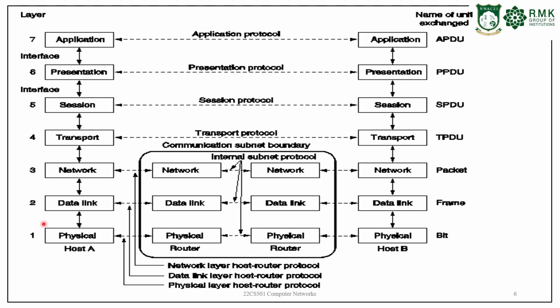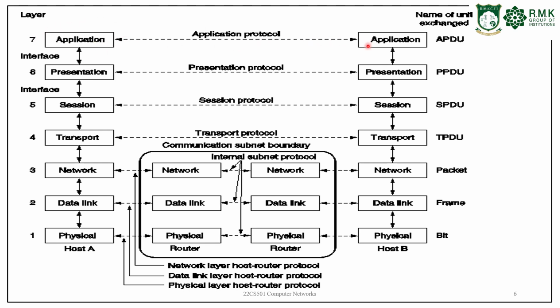Now what happens? The first layer is the physical layer. The second one is the data link layer. The third layer is the network layer. The fourth layer is the transport layer. The fifth one is the session layer, and the sixth one is the presentation layer. Finally, you have the application layer.